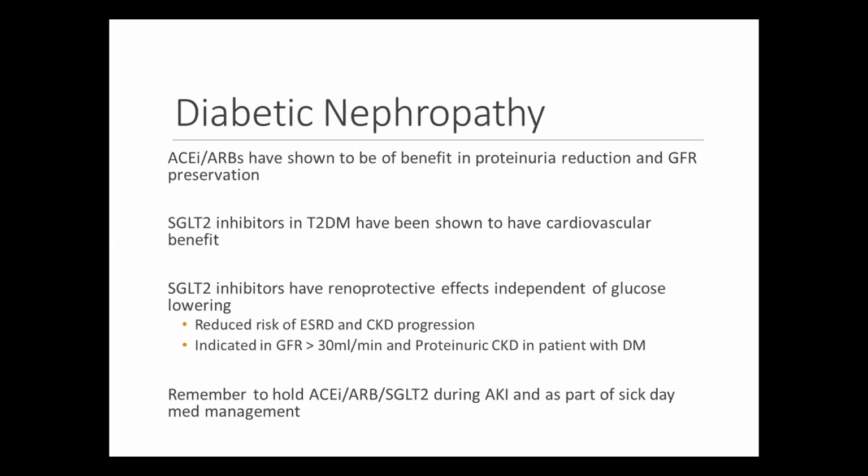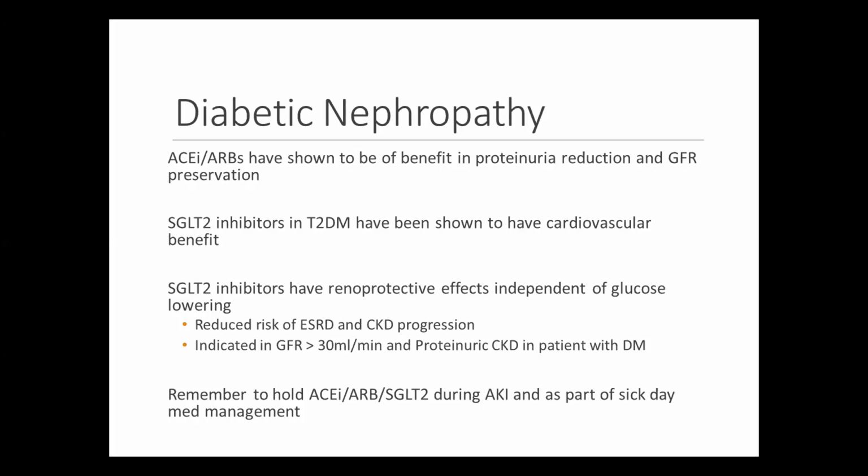More recently, though, SGLT2 inhibitors are being brought into diabetes management, and there's evidence for cardiovascular benefit in patients with type 2 diabetes with the initiation of SGLT2 inhibitors. And more recently, in the last year, SGLT2 inhibitors have been shown to have renoprotective effects as well, independent of the glucose lowering. So the CREDENCE trial, published about a year ago, showed reduced risk of end-stage renal disease and CKD progression with SGLT2 inhibitors when they were added onto RAS inhibition.